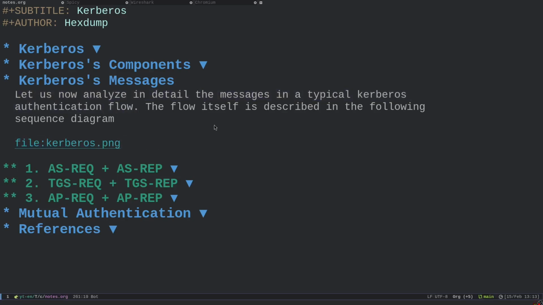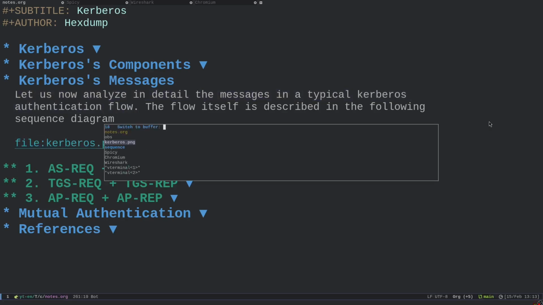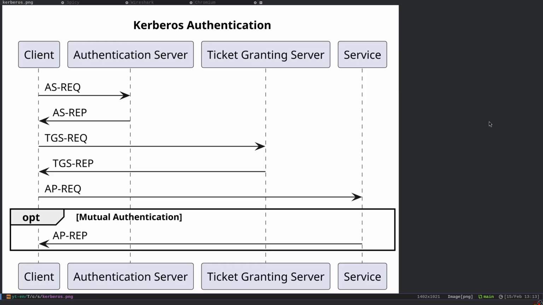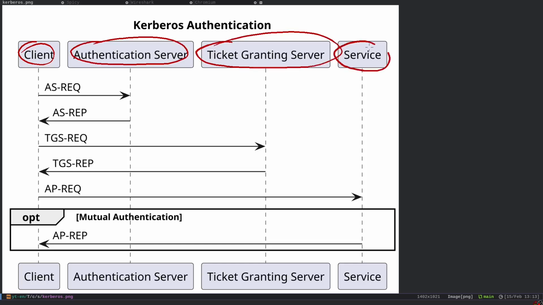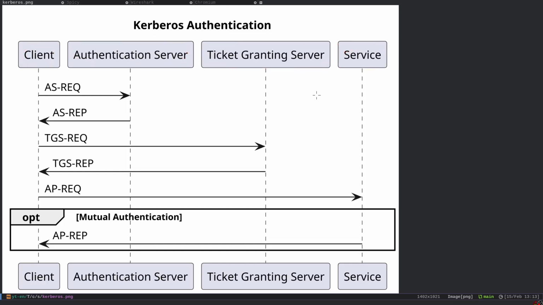The flow is described in the following sequence diagram. It's going to be in the resources of the video. These are the high-level, most important messages that you must understand. We have the client, the authentication server, the ticket granting server, and the specific service we are trying to access. Those two server components form the KDC, which is the centralized point of trust in a Kerberos context.